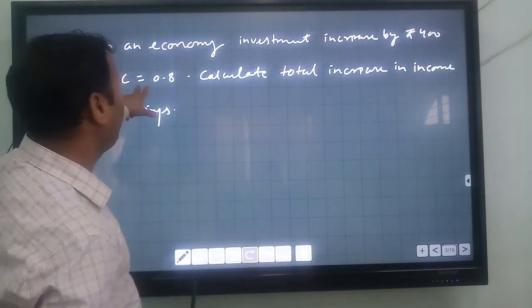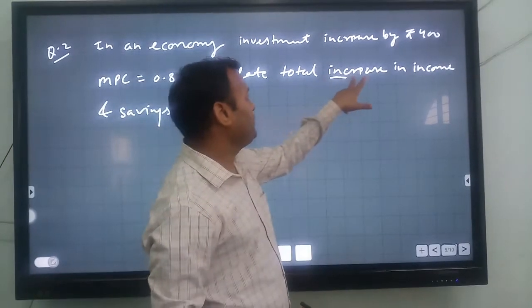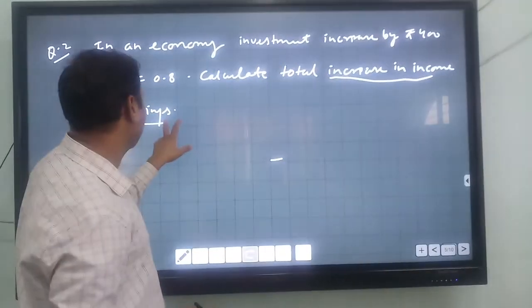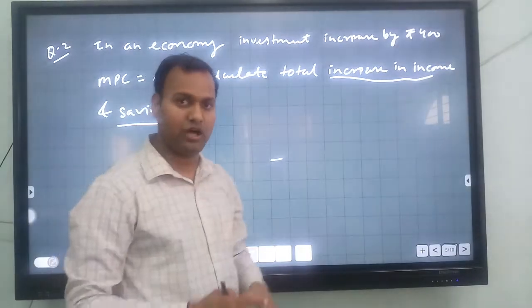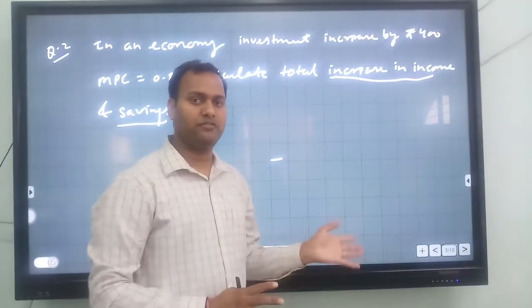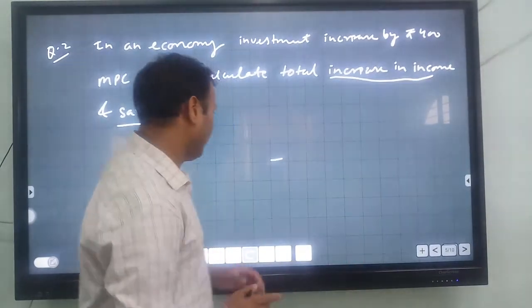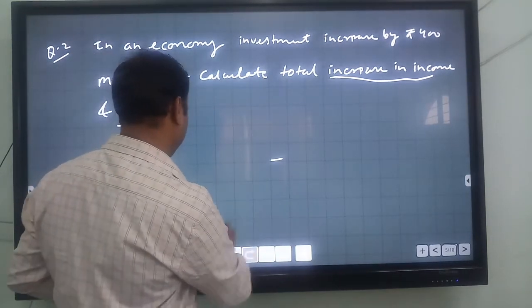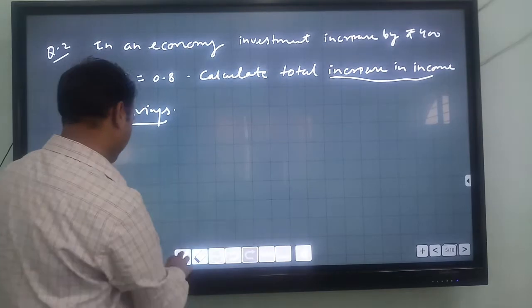Here we have to calculate the change in income. We have already calculated change in income many times, but in these questions we also have to calculate saving. How to calculate the saving? Because in this formula saving and investment are not mentioned. So we will solve this.